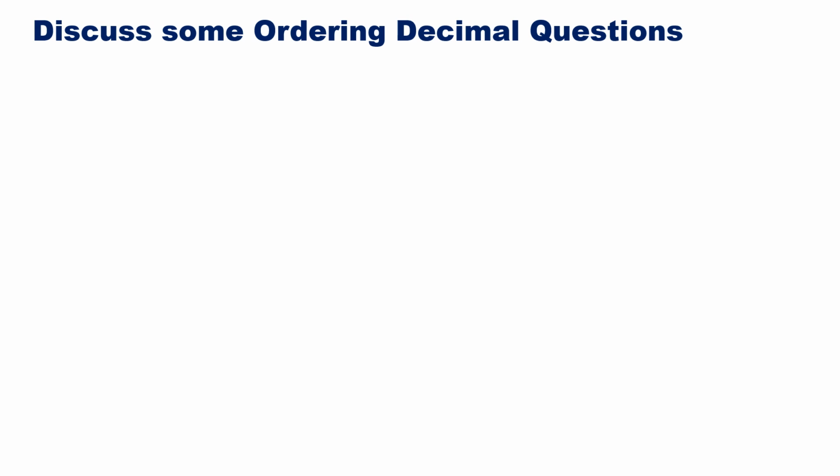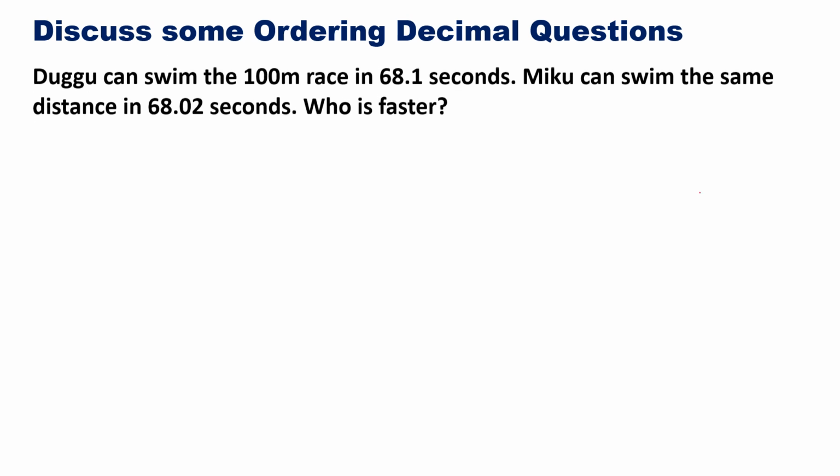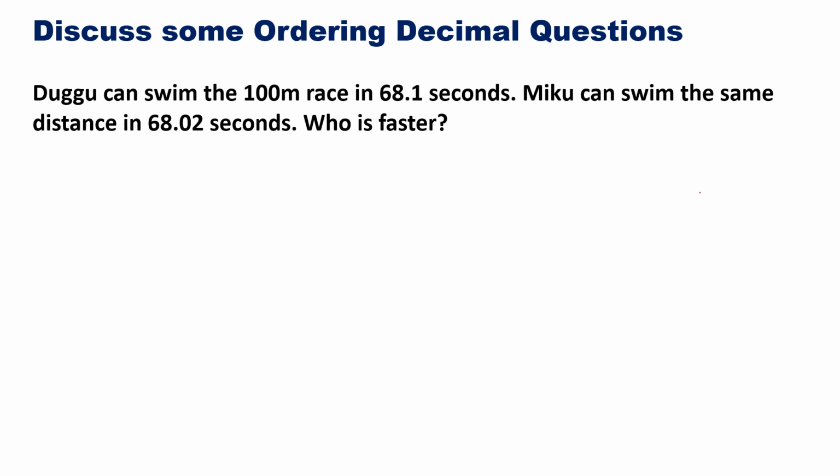Now we'll discuss some ordering decimal questions. Duggu can swim the 100-meter race in 68.1 seconds and Miku can swim the same distance in 68.02 seconds. Who is faster? Here, since who is faster is asked, we have to compare between two numbers. Duggu and Miku, 2 persons, are given. They swim the same distance, 100 meters. So what is different in this question? The time taken by Duggu is 68.1 seconds and the time taken by Miku is 68.02 seconds. So these are the 2 numbers from which we can calculate who is faster.